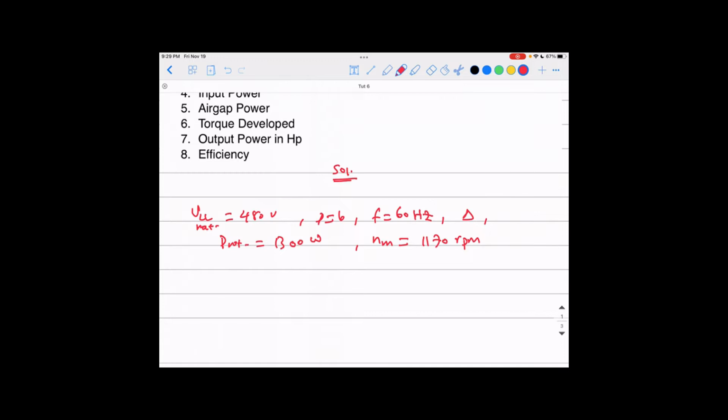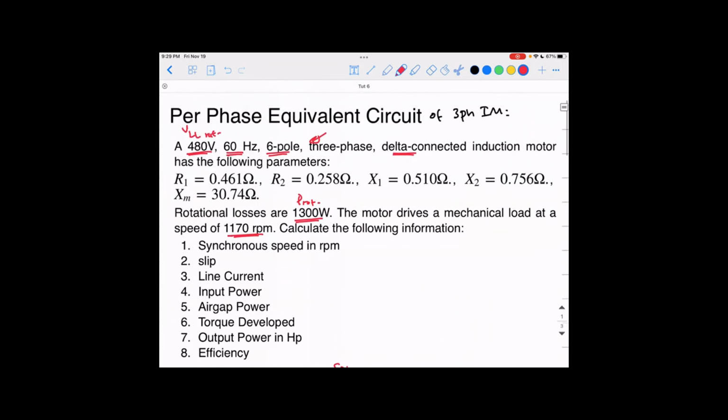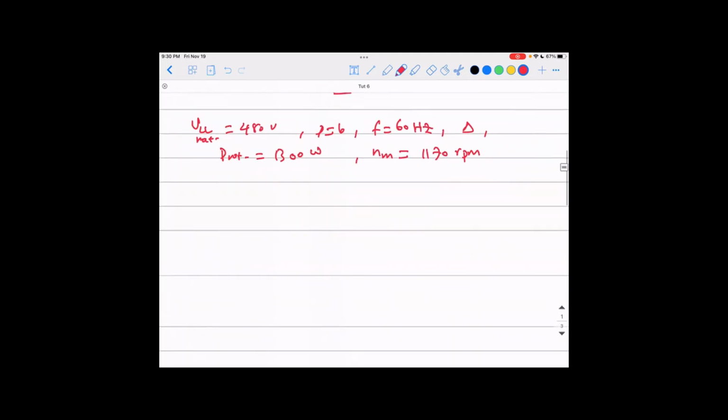By the way, here he didn't say anything about RC. It's not given here, the core losses resistance. That means you're dealing here with an approximate equivalent circuit, and he's assumed the core losses are lumped with the rotational losses. So this 1300 watts is both rotational losses and the core losses combined. Okay, guys?